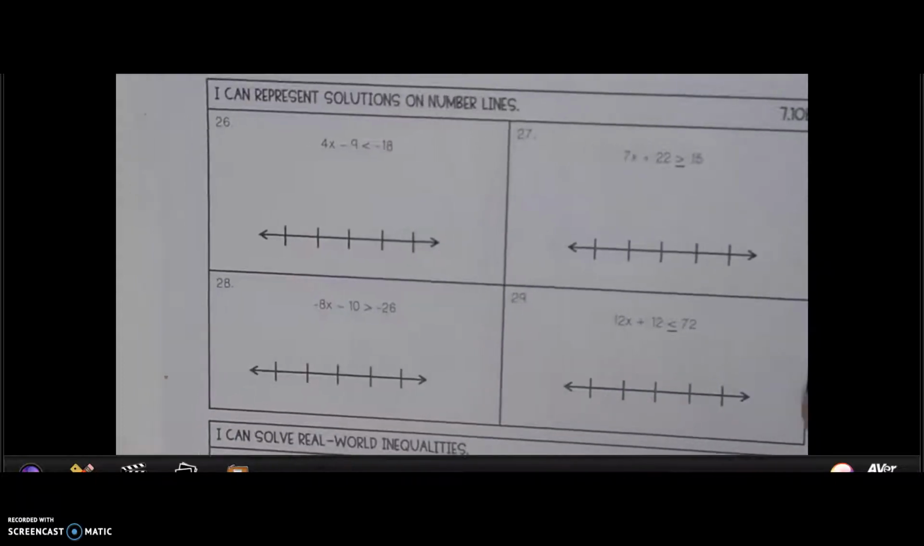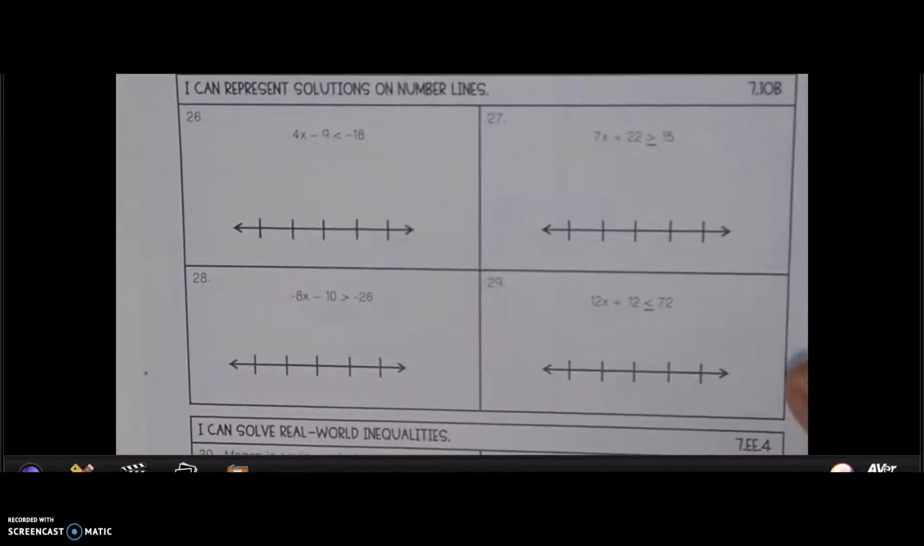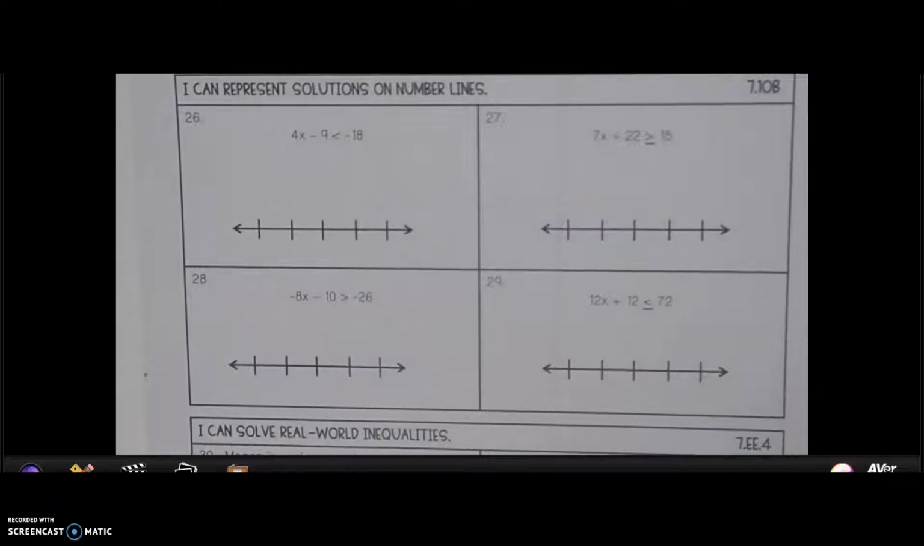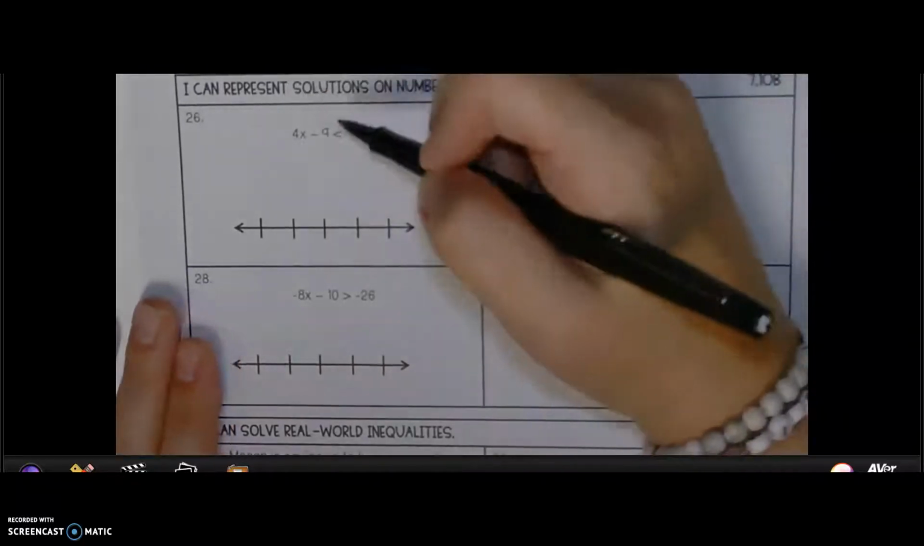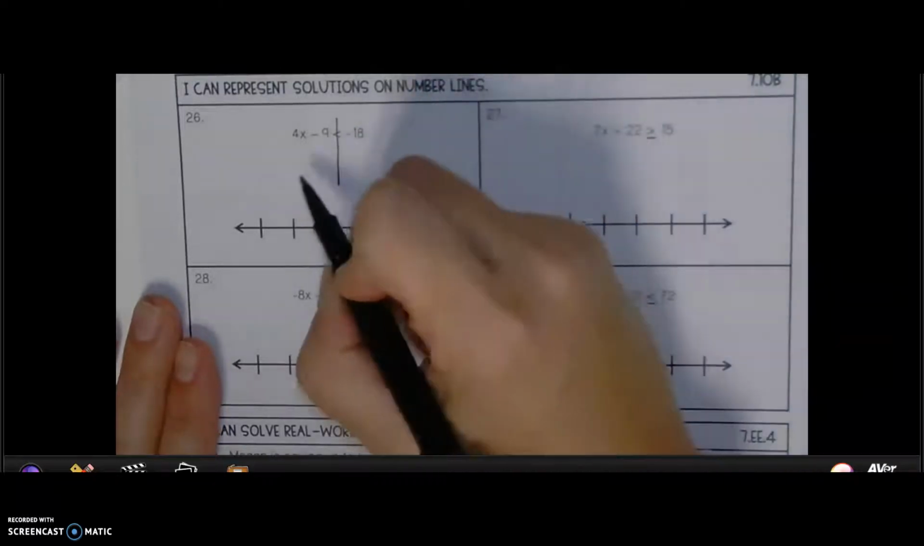Okay guys, this is review video 4, our last one. I can represent solutions on number lines. So for the next 4 problems, we're going to solve these inequalities, and then we are going to graph them on the number line. So first, let's solve them.